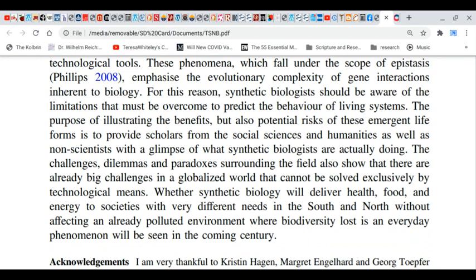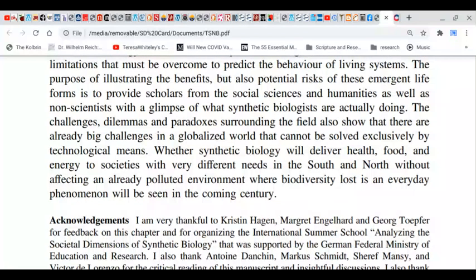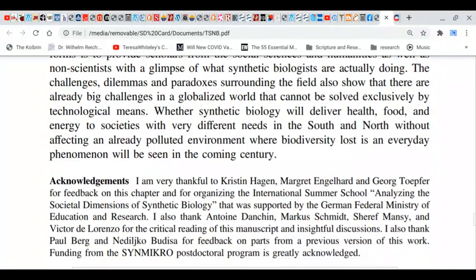Whether synthetic biology will deliver health, food, or energy to societies with very different needs in the South and North, affecting an already polluted environment where biodiversity loss is an everyday phenomenon, will be seen in the coming century.